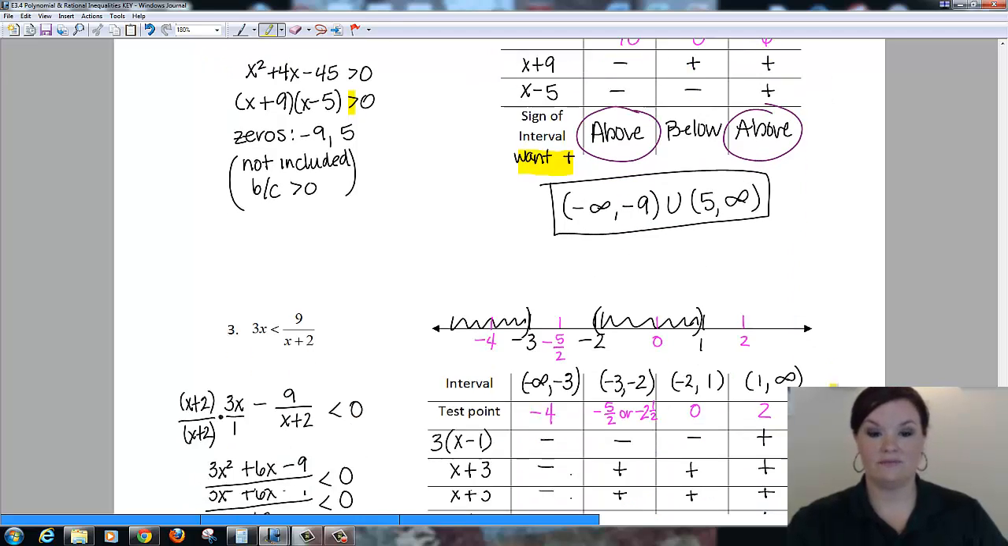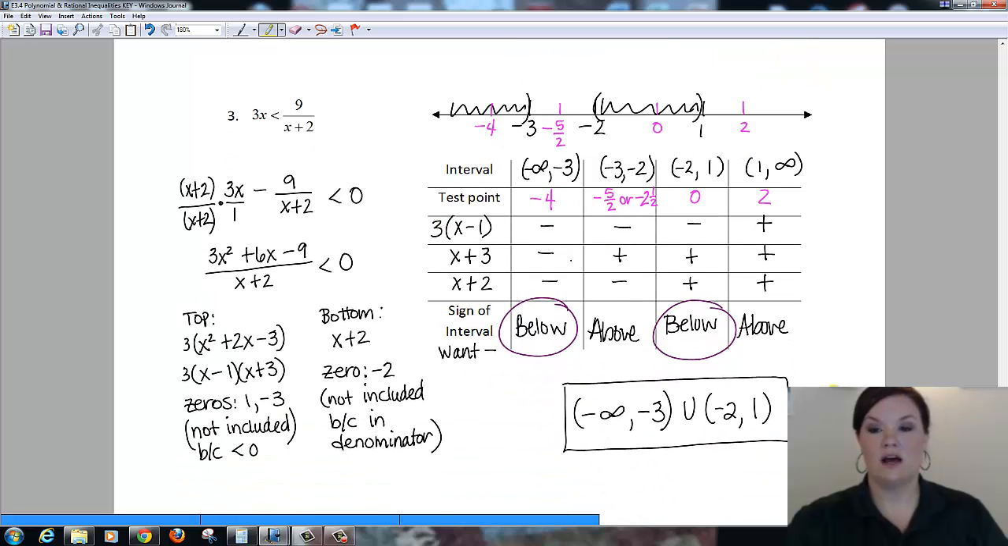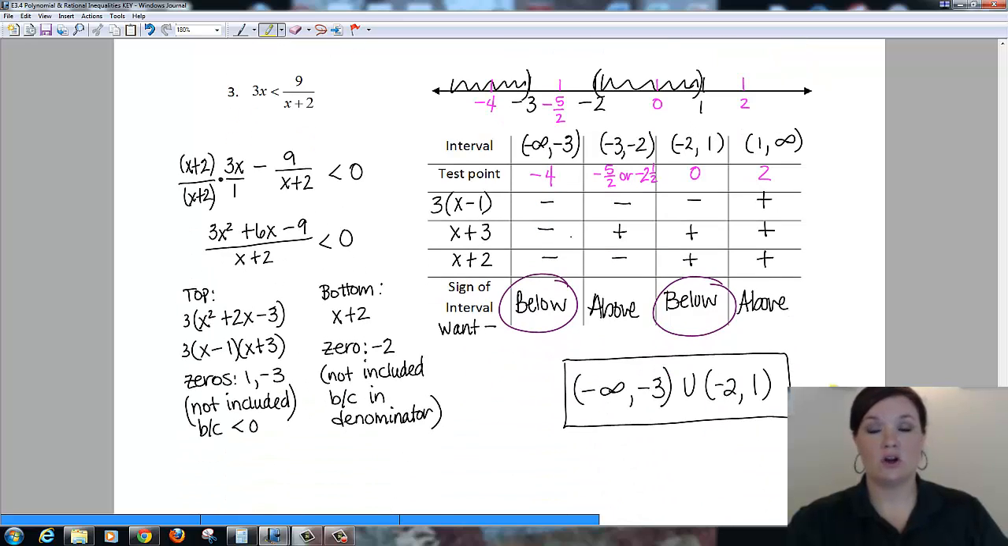Okay, and then the last one, we have to move the term over to the left and get a common denominator. So I move my 9 over x plus 2 to the other side, which makes it negative. And then I multiply my first term on top and bottom by x plus 2 so that it has the same denominator. When I distribute that 3x, I get 3x squared plus 6x minus the 9 from that second term, all over x plus 2.